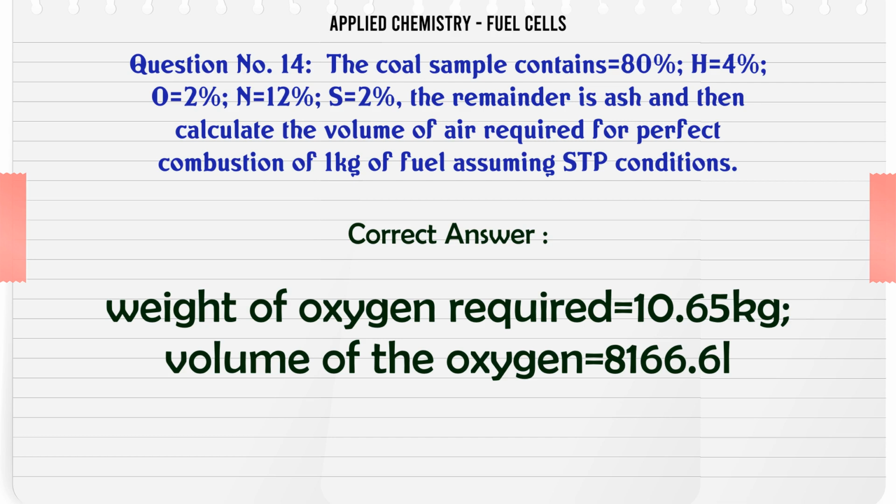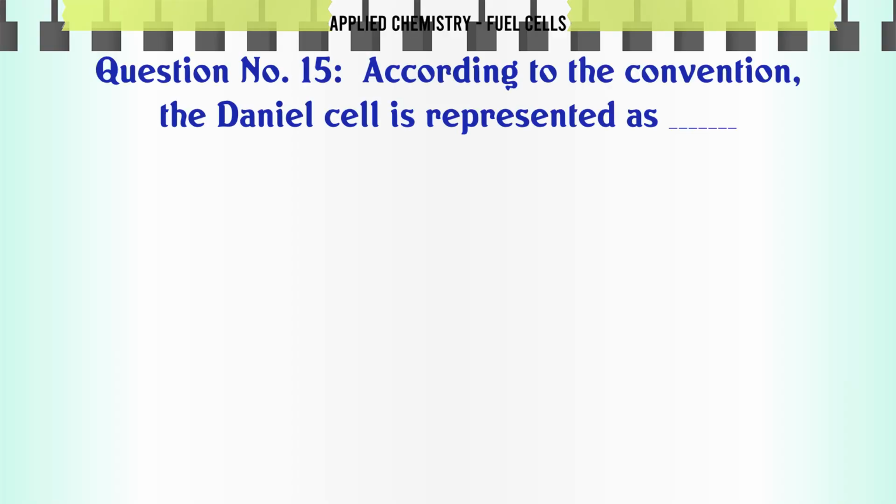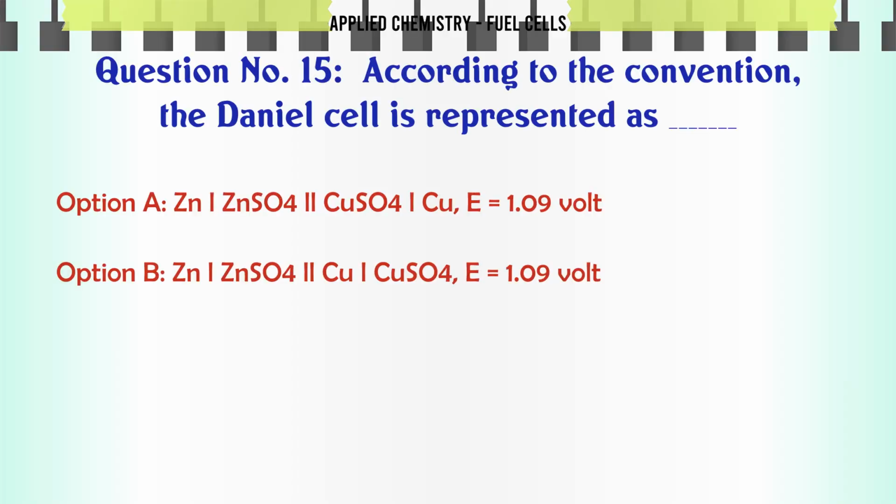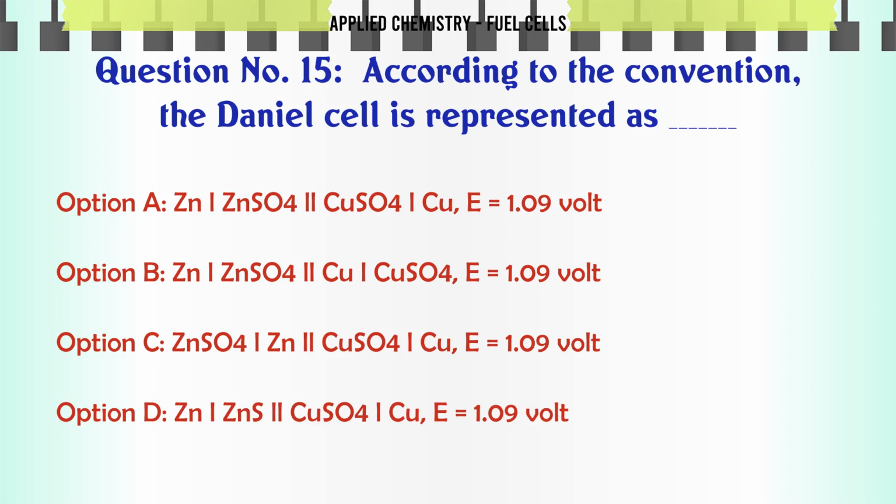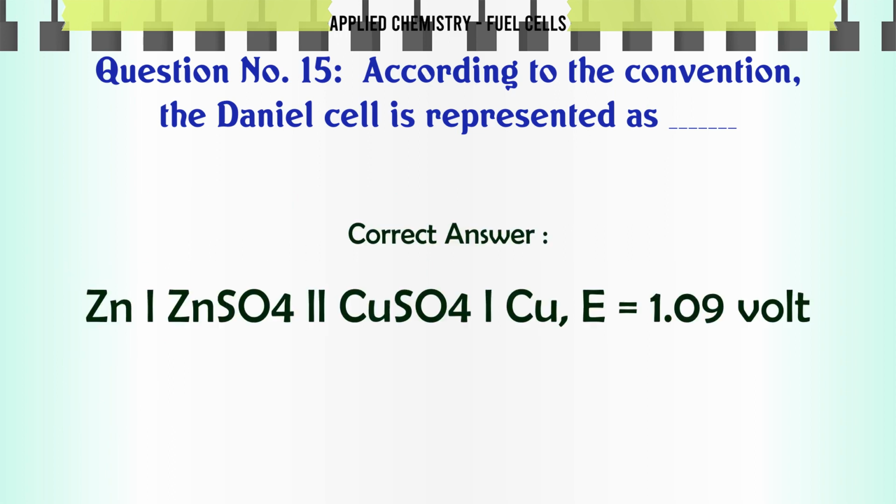8166.6 L. According to the convention, the Daniell cell is represented as A. Zn|ZnSO4||CuSO4|Cu, E 1.09 volt, B. Zn|Zn||CuSO4|CuSO4, E 1.09 volt, C. ZnSO4|Zn||Cu|CuSO4, E 1.09 volt, D. Zn|ZnSO4||CuSO4|Cu, E 1.09 volt.